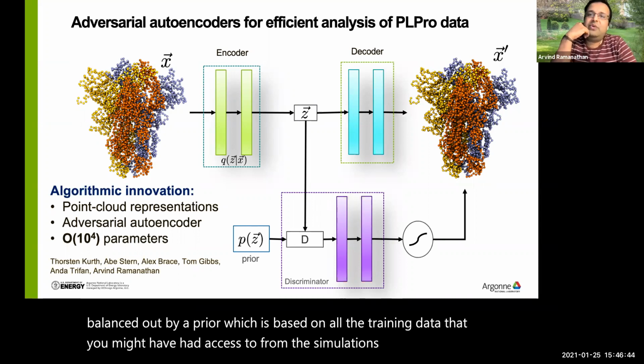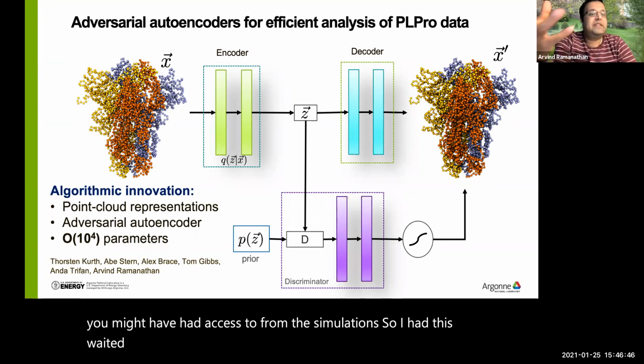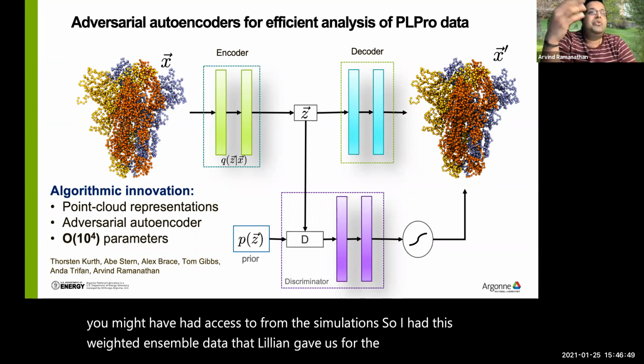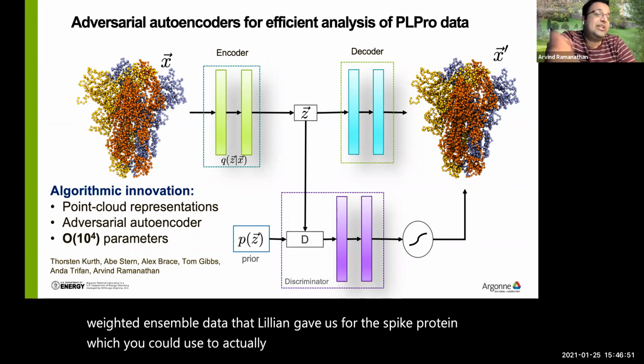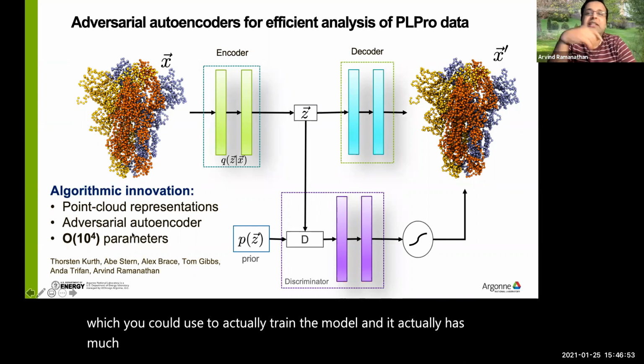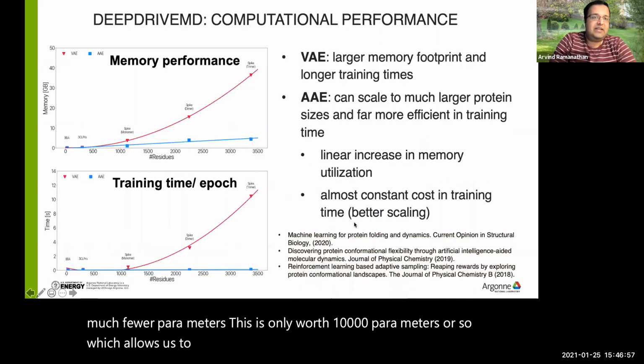So I had this weighted ensemble data that Lillian gave us for the spike protein, which you could use to actually train the model. And it actually has much fewer parameters. It's only about 10,000 parameters or so, which allows us to train much faster at the scale of these simulations.